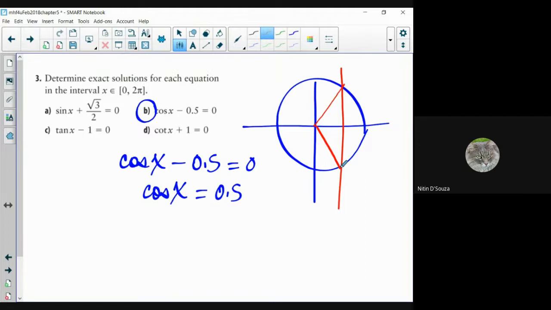The other way you know that is because you've got the CAST rule. Okay? And we are looking for positive 0.5. So it's this angle and this angle. This angle is pi by 3. So how would we know that? Look at your unit circle, and in the x coordinate, because we're dealing with cosine, look for 1 over 2. If you find 1 over 2 in the x coordinate, that angle is pi over 3. The other angle is 5 pi over 3.